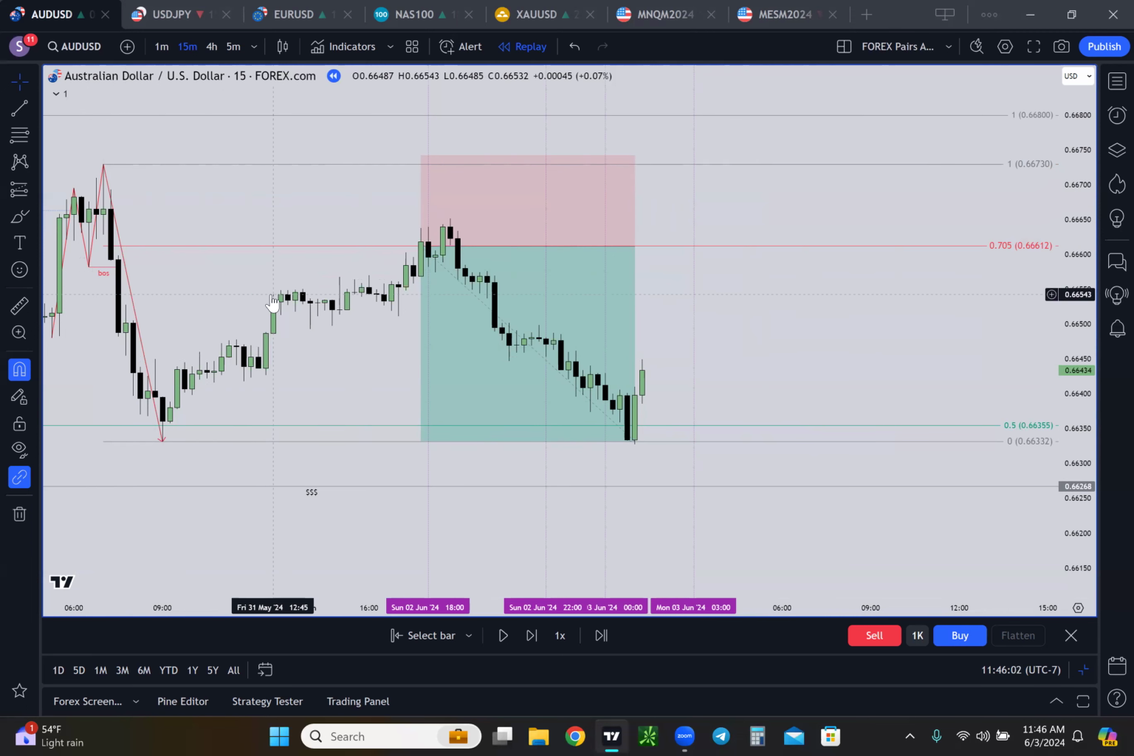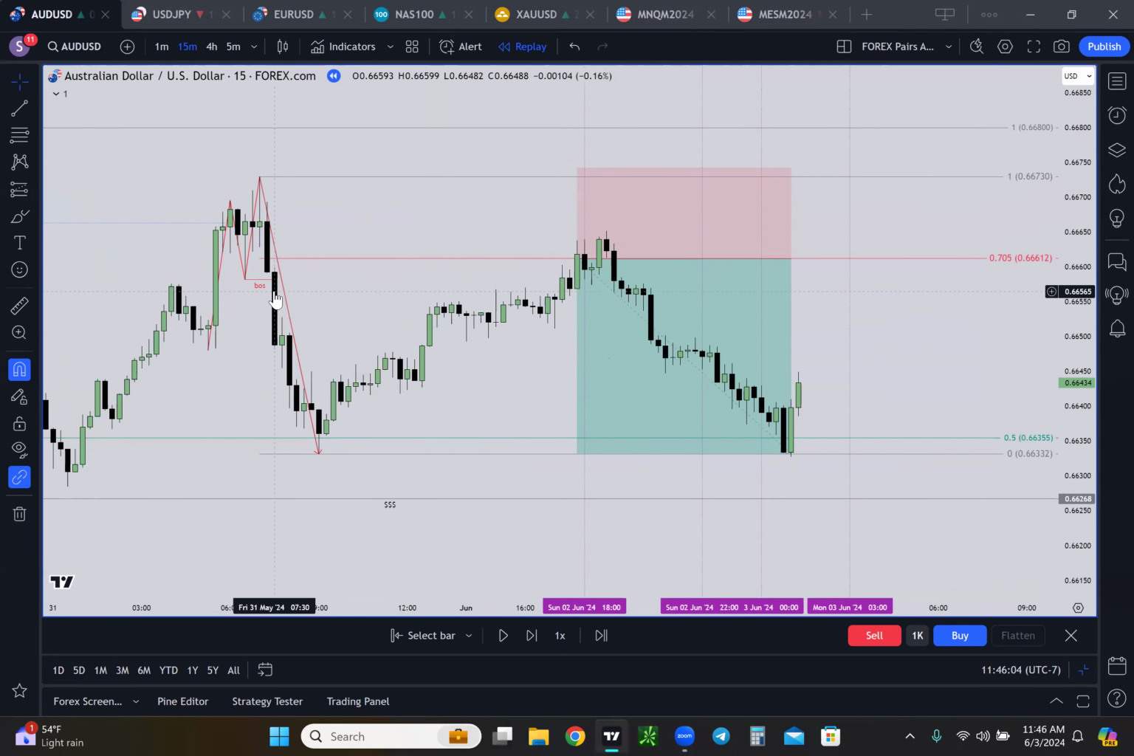And this is exactly the kind of setup that I look for each and every day. I look for an M1 formation above a swing point. I look for a retracement to the 705 level, and then I target the recent swing low.